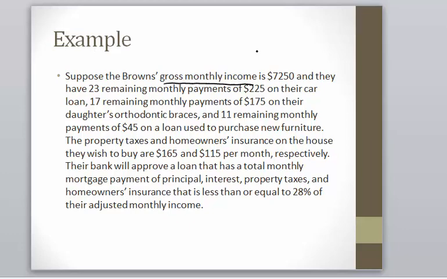The property tax and homeowner's insurance on the house they wish to buy are $165 and $115 per month, respectively. Their bank will approve a loan that has a total monthly mortgage payment of principal, interest, property taxes, and homeowner's insurance that is less than or equal to 28% of their adjusted monthly income. Adjusted monthly income is found by taking your gross monthly income and subtracting any monthly debt payments with more than 10 monthly payments remaining. So let's keep that in mind as we look at Part A of the problem.